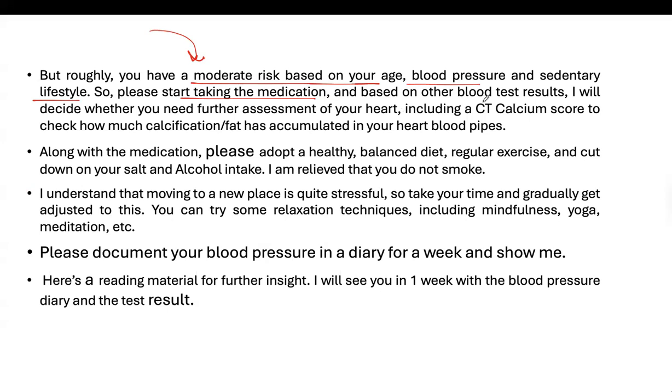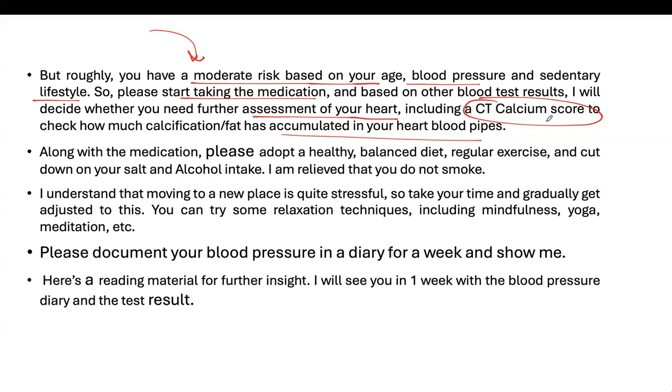And based on the other blood test results, I will decide whether you need further assessment of your heart, including a CT calcium score to check how much calcification or fat has accumulated in your heart blood pipes. This is something that, under the Australian healthy heart check, we can offer a patient. If you think that a patient is moderate to high risk, then you can find out more.